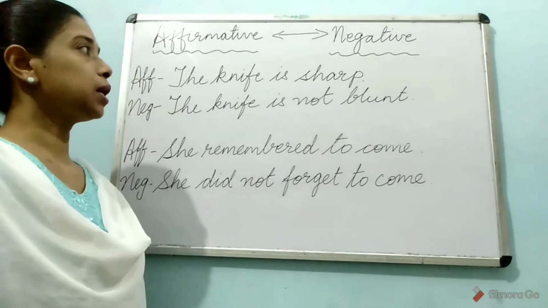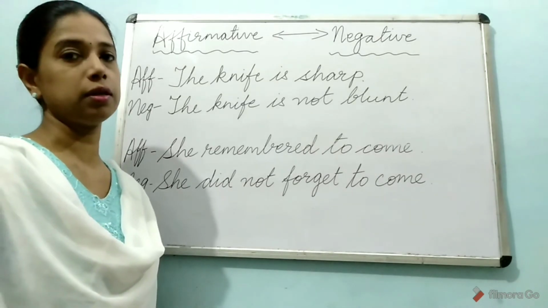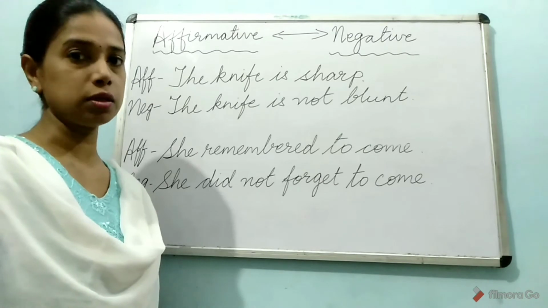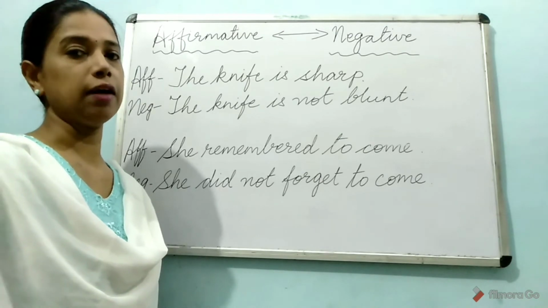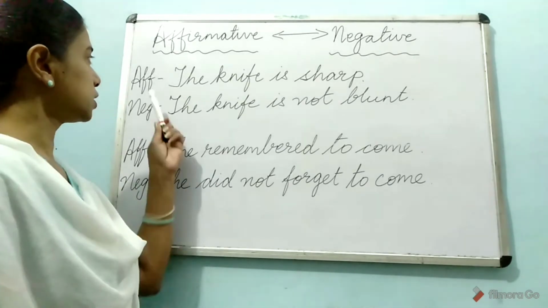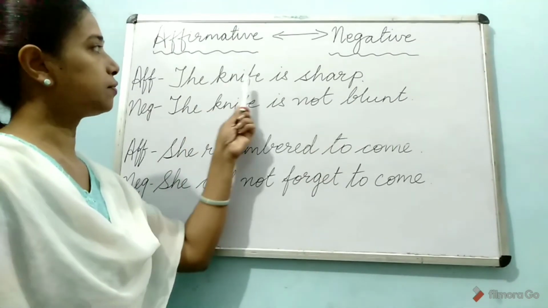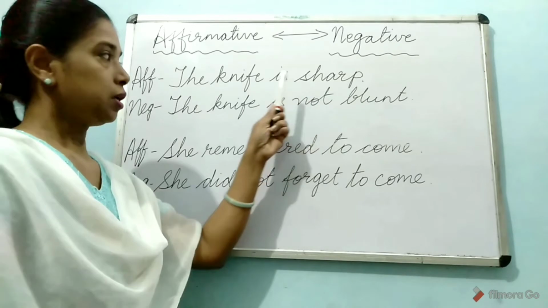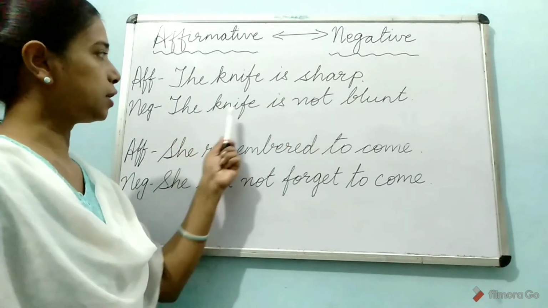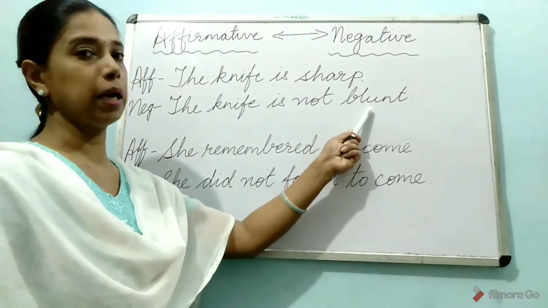Now, the first way by which we can change is by putting a negative prefix, that is not, and a word having the opposite meaning after it. Here your affirmative sentence is, the knife is sharp. And when you change it into the negative, the sentence will be, the knife is not blunt.